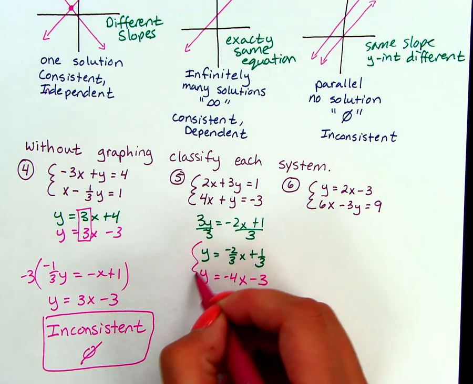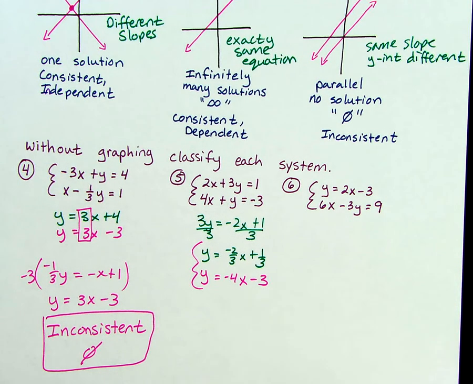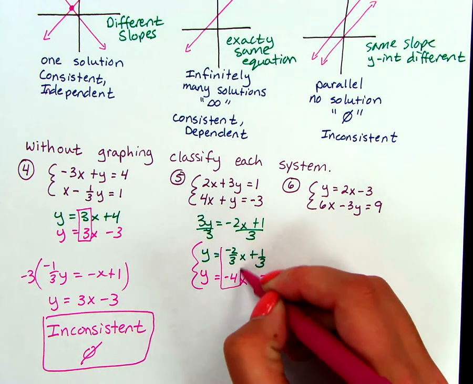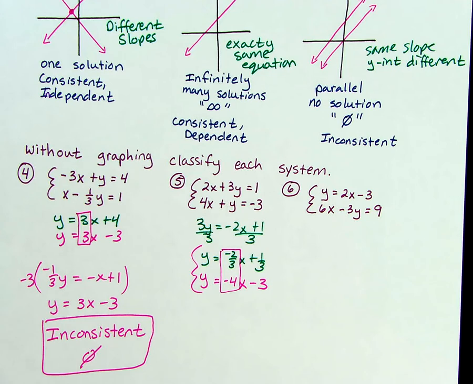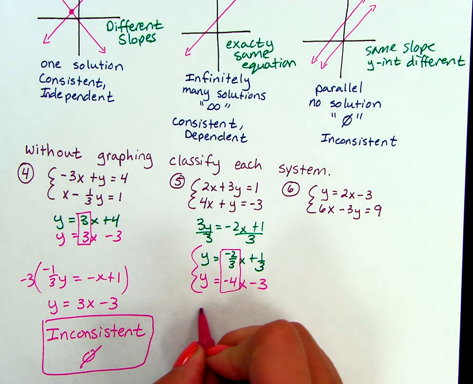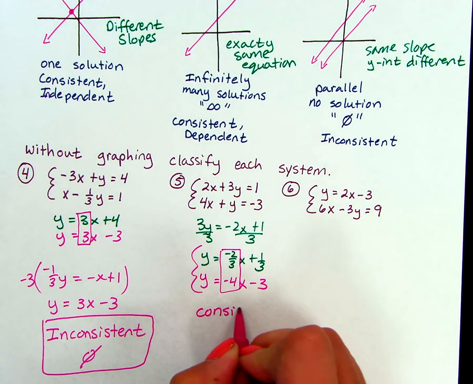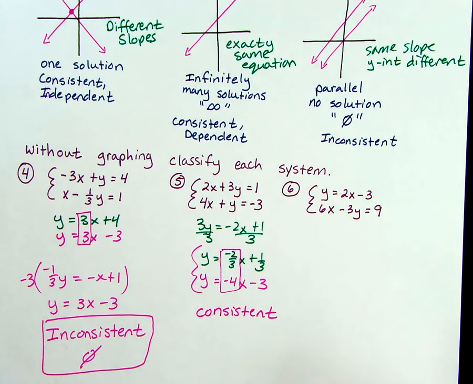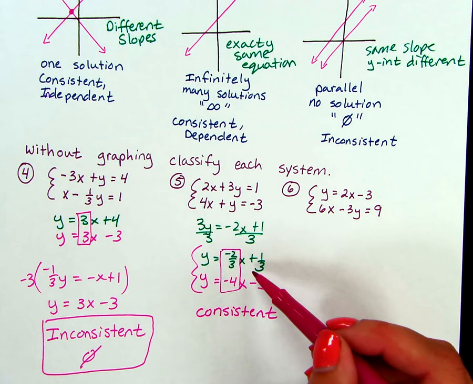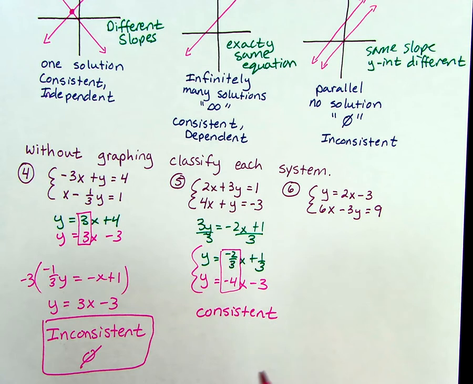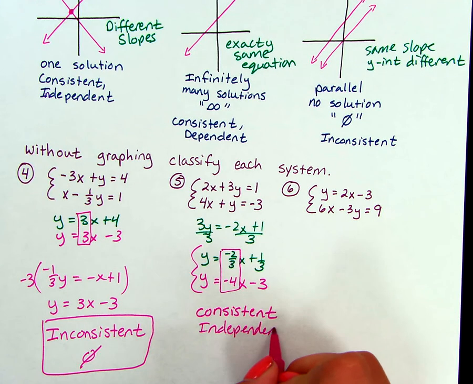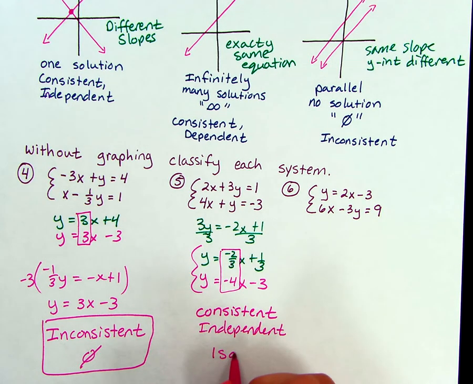So again, this is the system we want to look at, and we're comparing the slopes. Here we have different slopes, so that means at some point they have to intersect. Since we have an answer, it's consistent. And since these aren't the same, we're going to have one answer, so that is independent. So one solution.